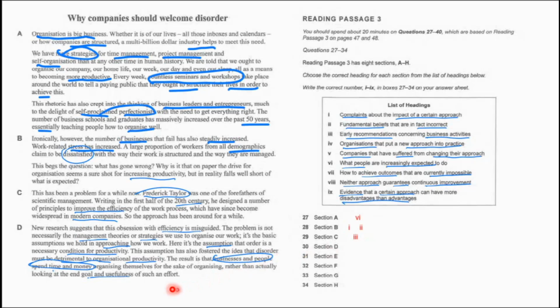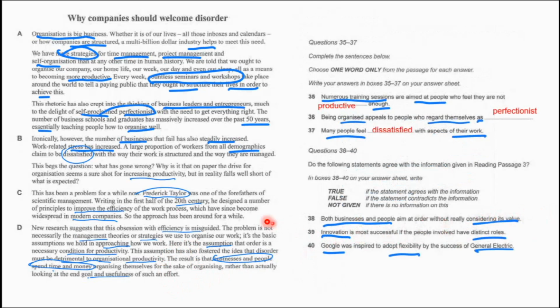So let's move to paragraph D. So let's move to the next question. The keywords we find are business and people, which are in paragraph D. Here the 38th question keywords are business and people. Here we find business and people.